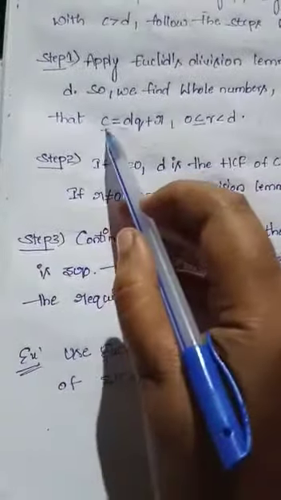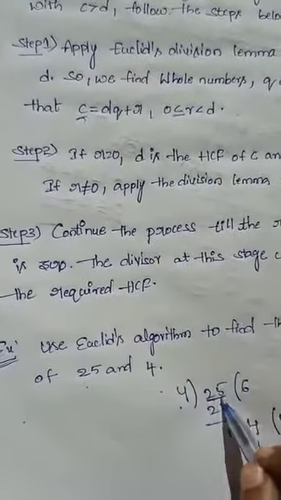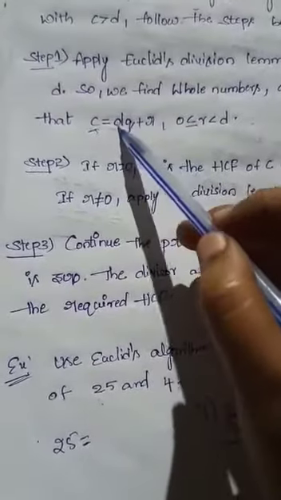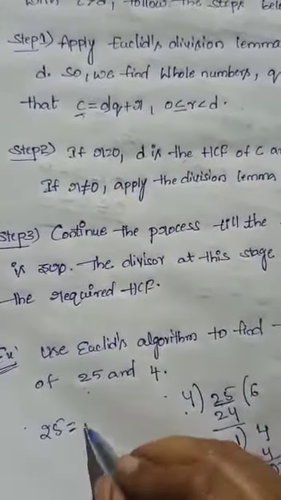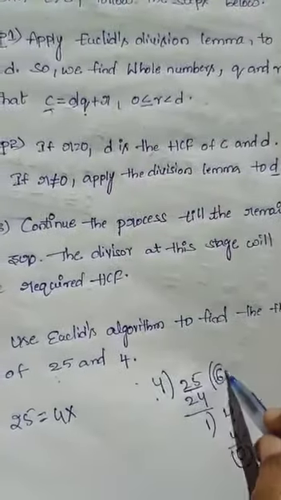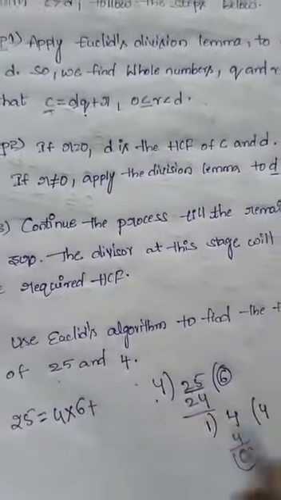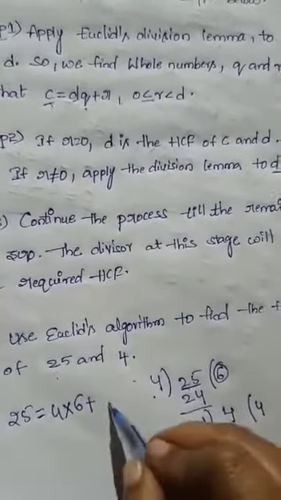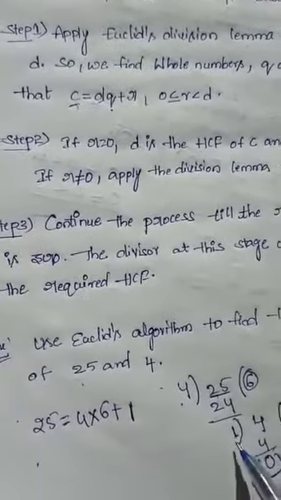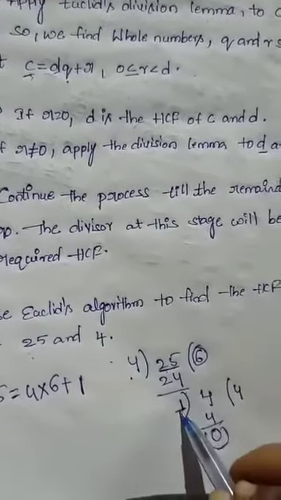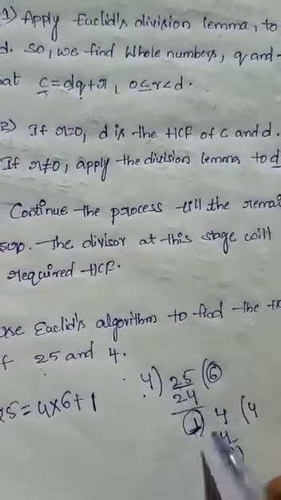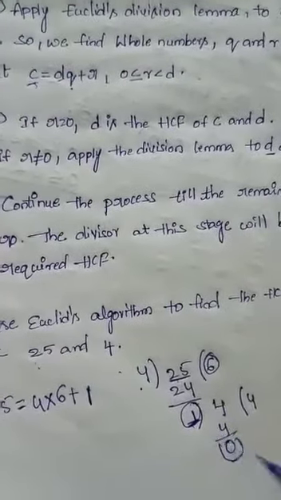Here C is 25. 25 equal to DQ plus R. D is 4, 4 into Q, Q is 6, plus R. We get R as 1. Next. Here remainder is not equal to 0. So continue the process till remainder is 0.